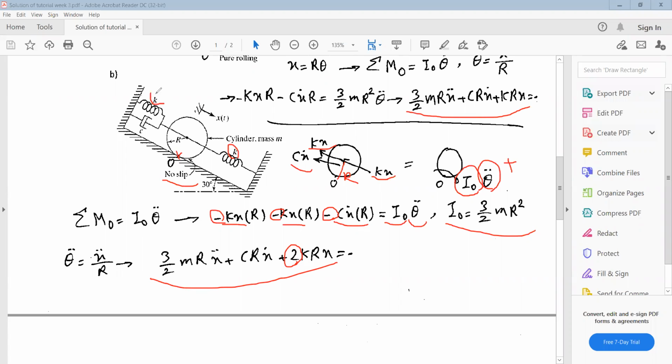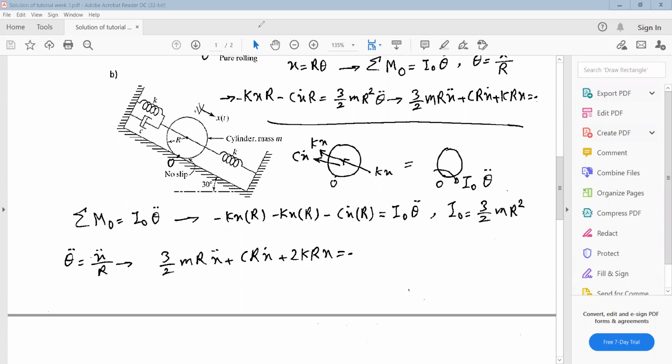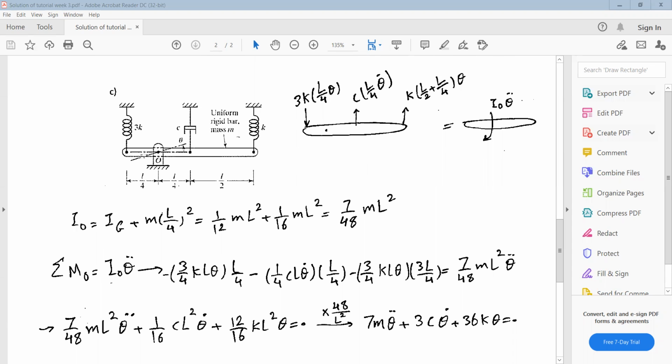So the point here is that this incline, or this theta, does not have any effect on your equation of motion and on your natural frequency. Okay, any question? No, sir. Okay, and for part C we have one beam, or one rigid bar, with mass m.